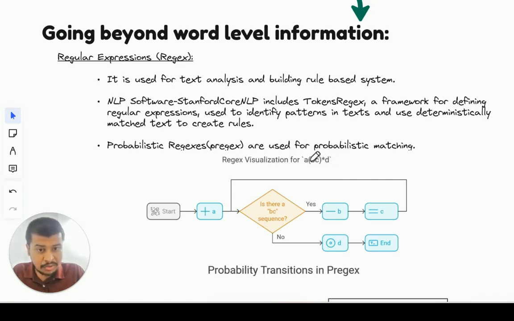With the star, B and C could occur once, or they could occur twice. But always in this arrangement: first B, second C. And if it is repeating another time, B, it should always have a C. Only then can it go to some other character. So it could be A, B, C, B, again C, and then D. Then it will be accepted.